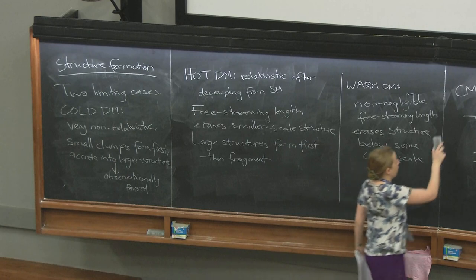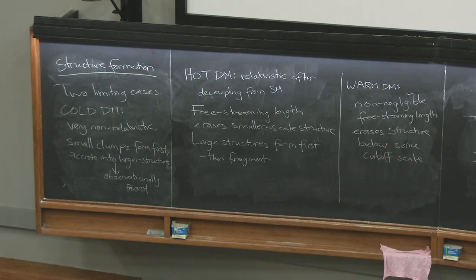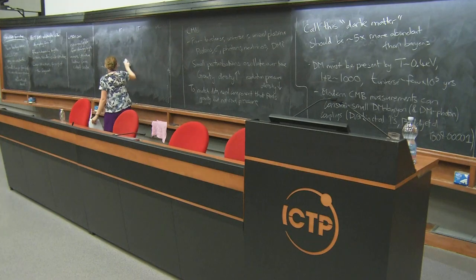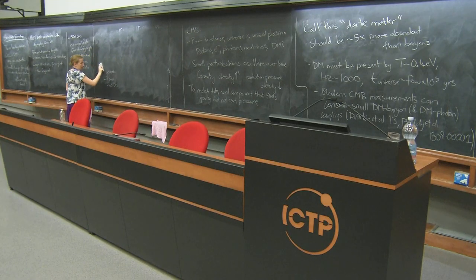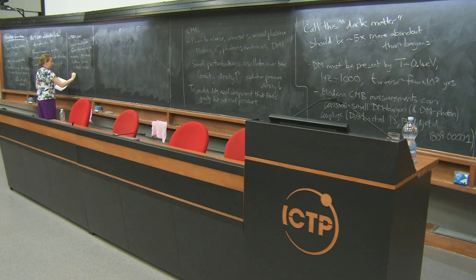So the strongest constraints, so far we've been talking about constraints that come from temperatures of the universe at the eV scale and higher, at redshift 1,000 and higher. So now we're going to jump forward in time, because the strongest constraints on warm dark matter come from the Lyman alpha forest and from redshifts between about 2 and 6. So this is getting much closer to the present day.